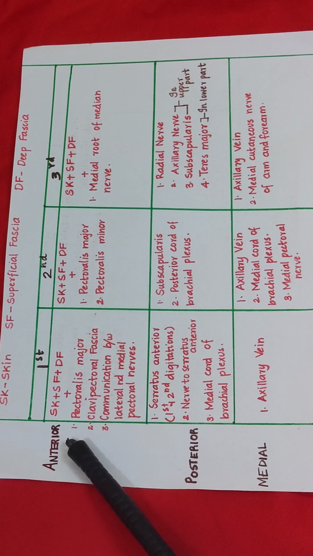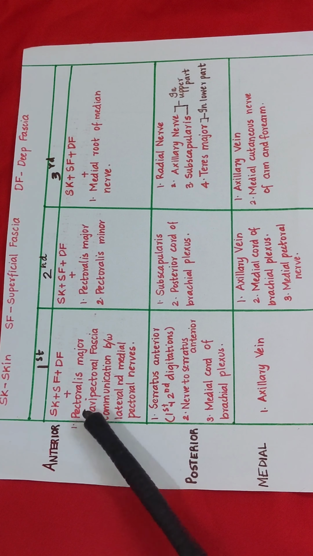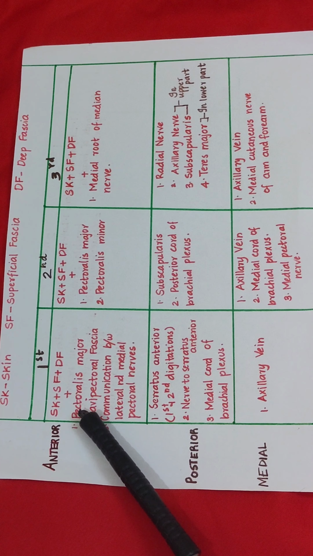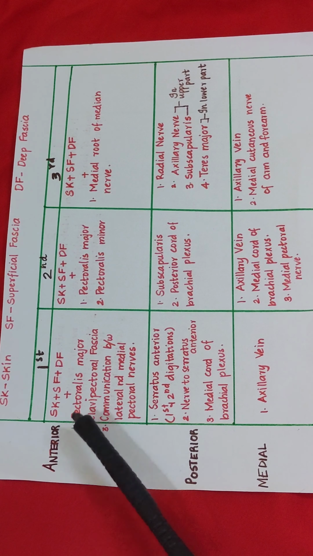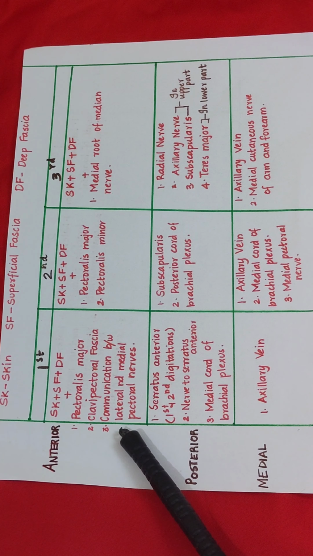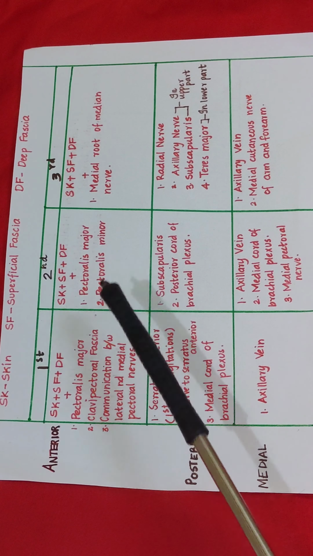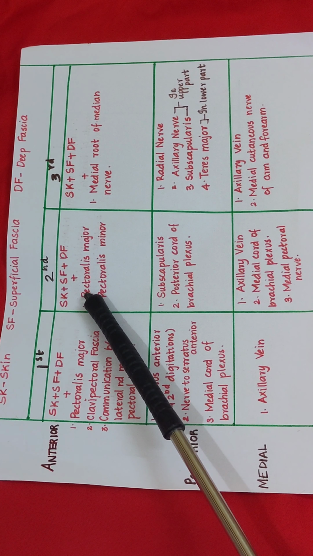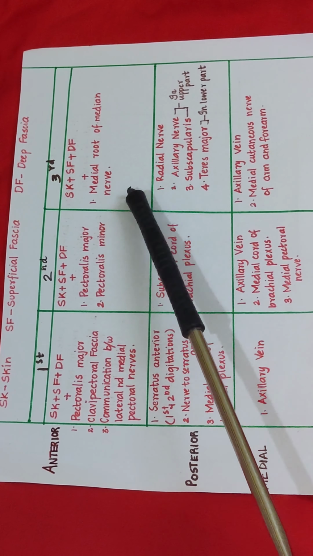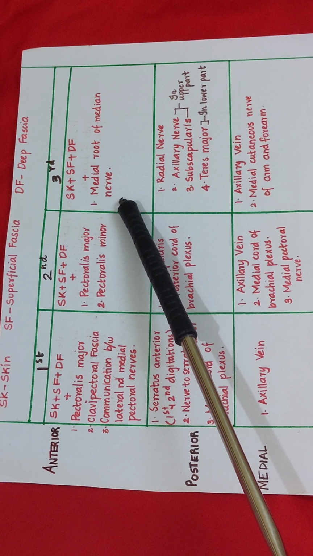So first the anterior relations. In the three we have the skin, the superficial fascia and deep fascia in the anterior relation. Apart from that, in first part there is pectoralis major muscle, clavipectoral fascia and the communication between lateral and medial pectoral nerves. In second part we have pectoralis major muscle and pectoralis minor muscle. In third part there is medial root of median nerve.